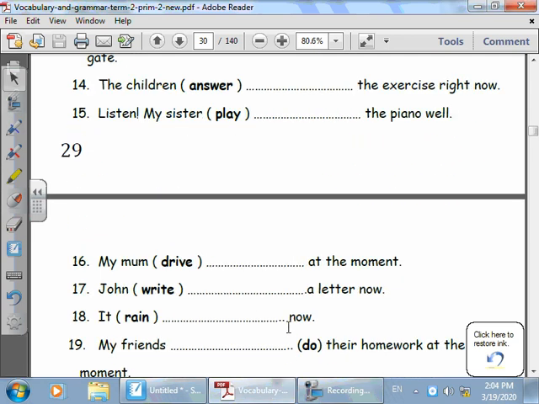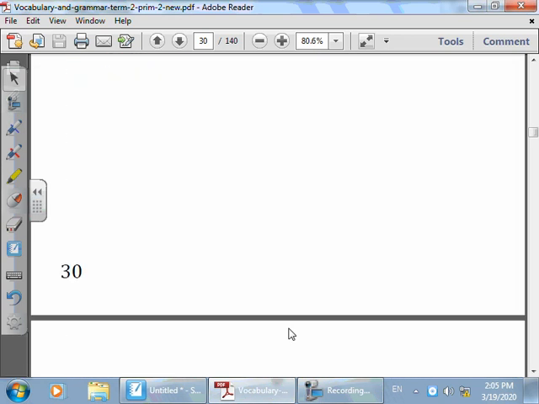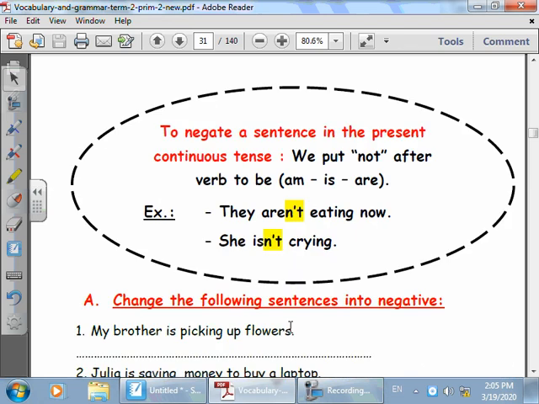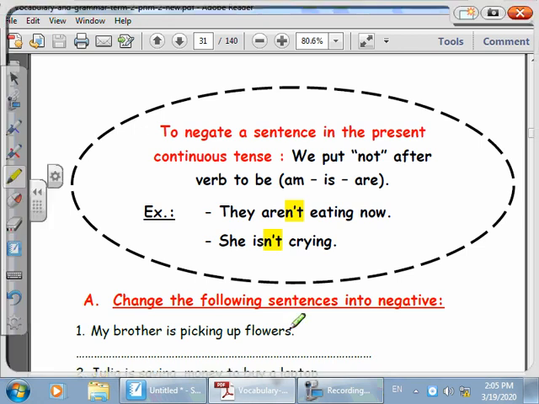It's the same idea. We're going to repeat it in order to understand it very well. How to make the negative? The negative is very easy. To negate a sentence in the present continuous tense, we put not. Yes, very good. We put not after the verb to be: am not, is not, are not. For example, they aren't eating now. She isn't crying. Very well. So this is how to make the sentence negative.